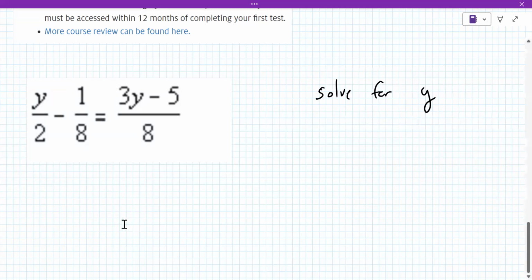I'd focus on the fractions here. Would you multiply by 8 to get the 3y minus 5 by itself? Yes, multiply everything by 8. And that also affects these other fractions over here on the left. Can you tell me what the new equation is after you multiply by 8?